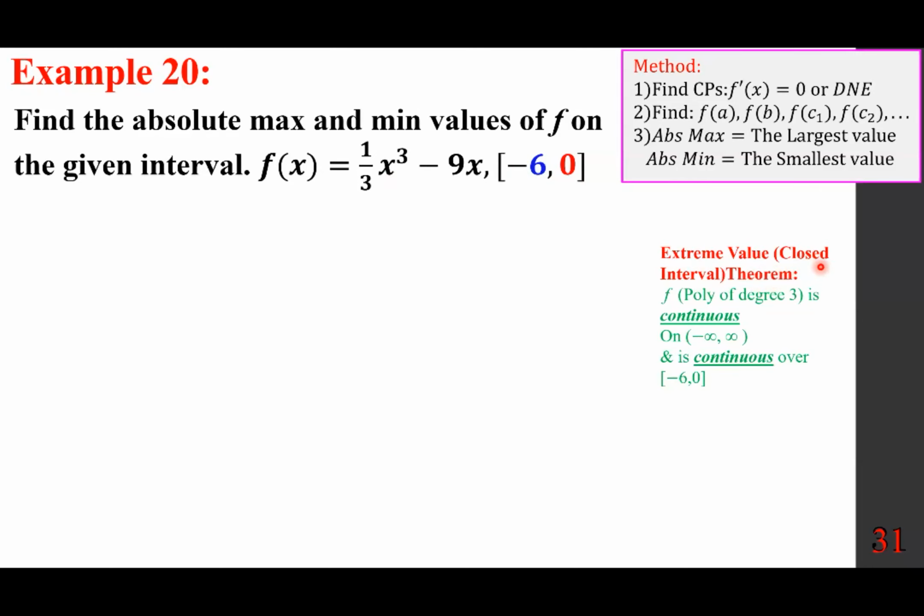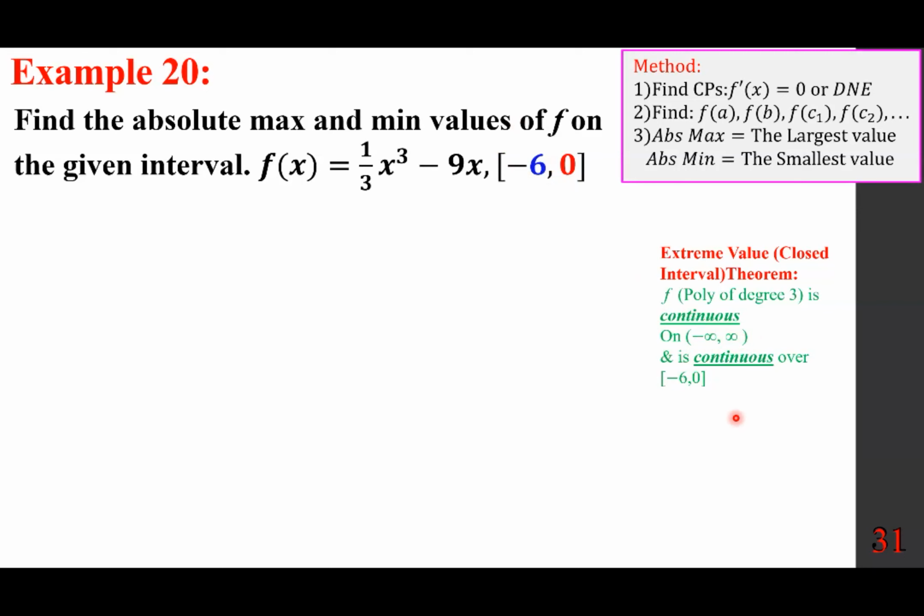The closed interval theorem says if you happen to have a continuous function on a closed interval, then it attains an absolute max as well as an absolute min. Now, this is a polynomial of degree 3. Domain is all real numbers. Therefore, it's continuous, not only there, but also in the given interval of negative 6 to 0.